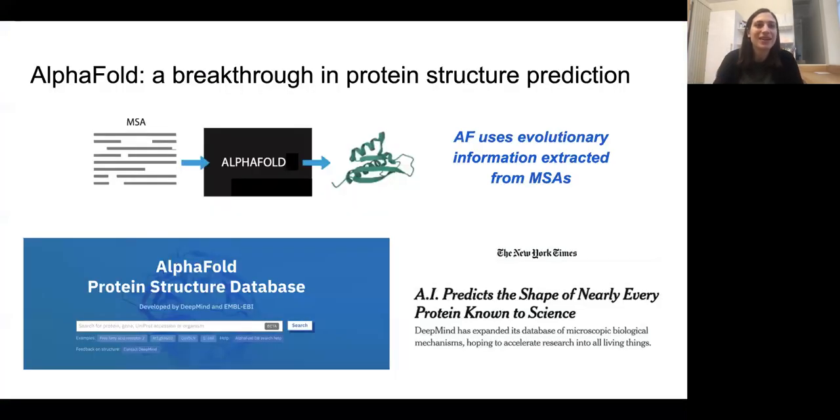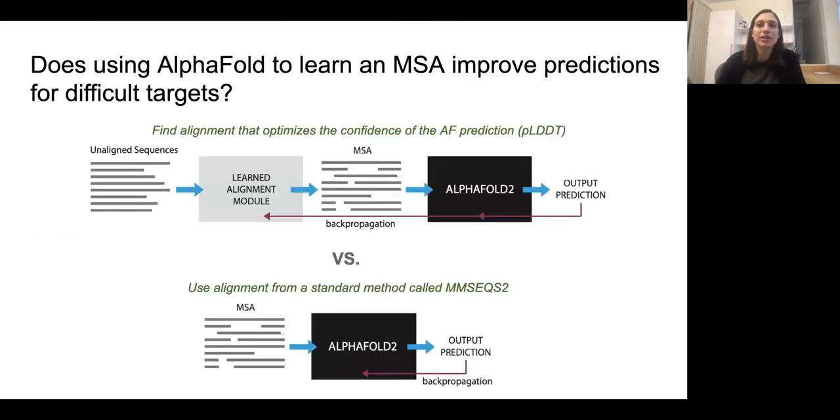So, as you know, AlphaFold is a breakthrough in structure prediction, but it's not a single sequence model. It really uses evolutionary information from a multiple sequence alignment in order to make its structure prediction. When we were working on this project, AlphaFold was open sourced and the results of CASP were out. And we had this thought, okay, maybe in the few examples where AlphaFold did less well, it was because the input alignments were not as good. So we thought, what if we use our method to learn alignments to optimize AlphaFold confidence?